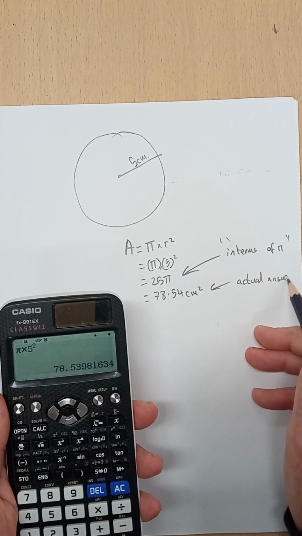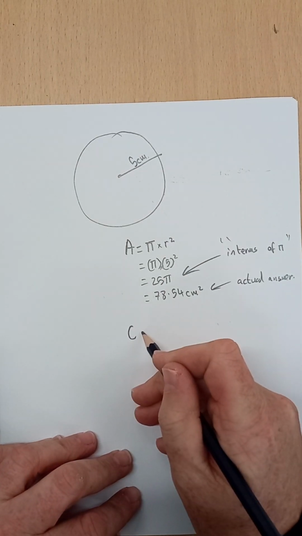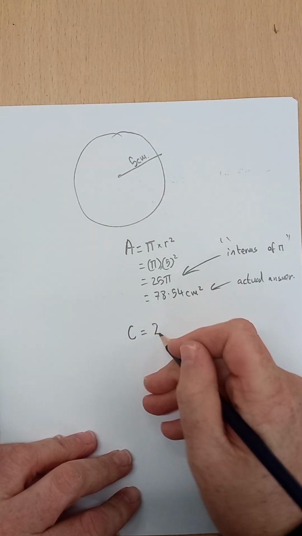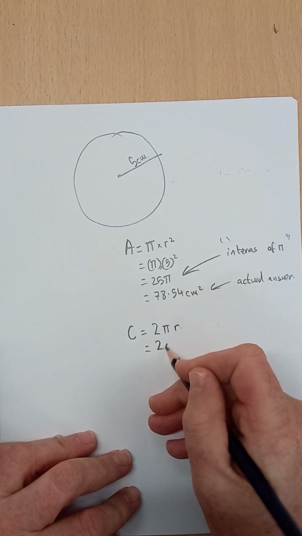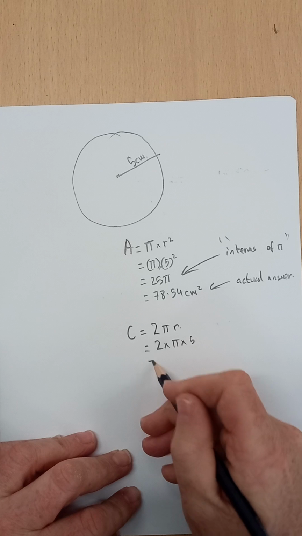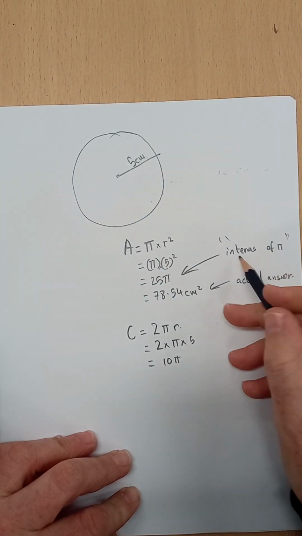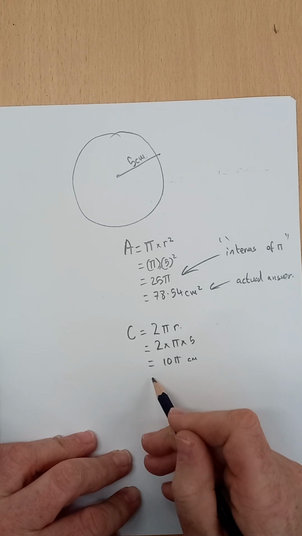So be careful which one they want. Okay? To get their circumference is equal to 2 pi r. So that's 2 multiplied by pi multiplied by r, which is 5, which is 10 pi. So that's your in terms of pi answer, and that'll just be in centimeters because it's just distance.